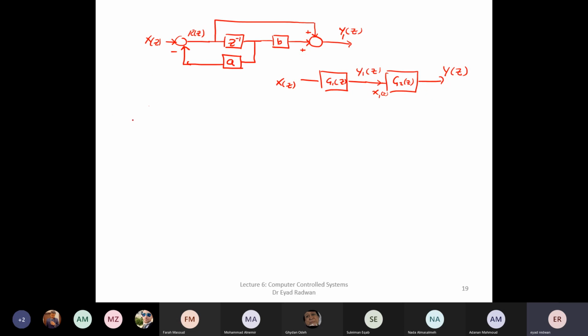فلو اجينا نكتب مثلا على سبيل المثال G2 of Z اللي هو بتاخذ second order function، كتبناها عبارة عن Y of Z على X1 of Z اللي هو هذا اللي هو Y1 اللي طلعناه من هون، يساوي نفس الشيء التيرمز اللي هو 1 زائد C في Z to the power minus 1 زائد D Z to the power minus 2، على 1 زائد E Z to the power minus 1 plus F Z to the power minus 2. هذا شكل بتاع second order term، الشكل العام بتاعه.